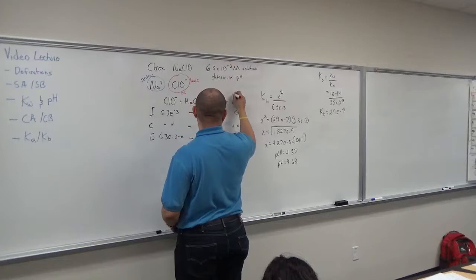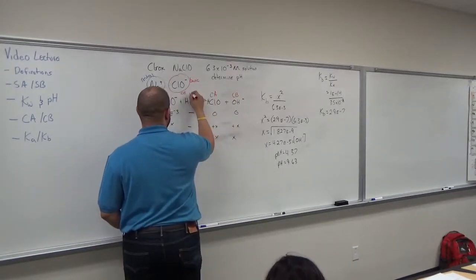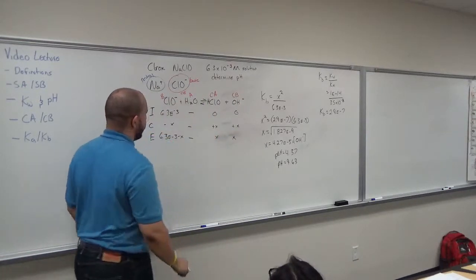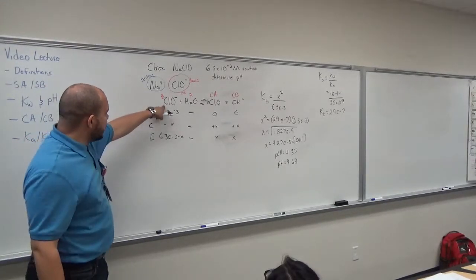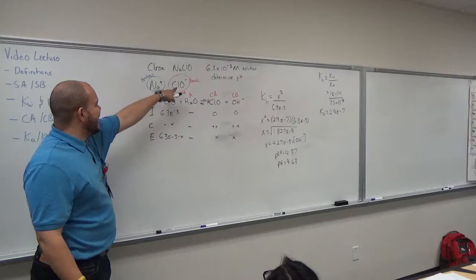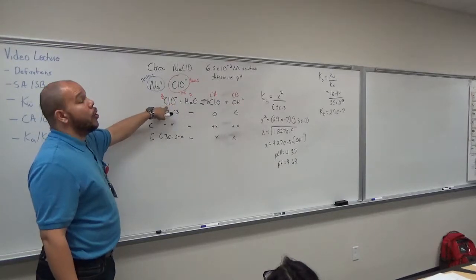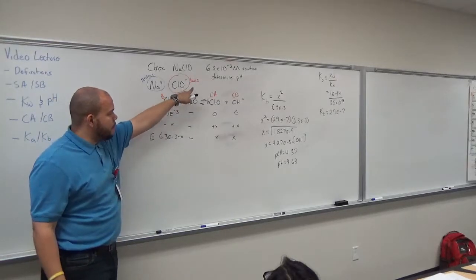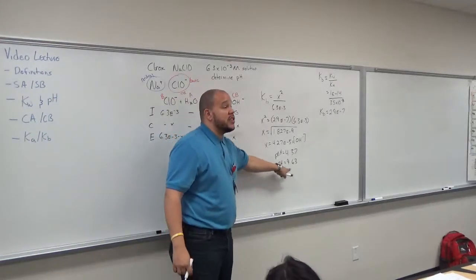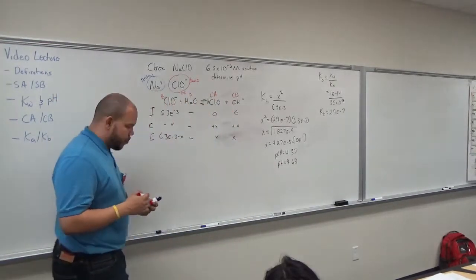This is the conjugate acid, this is the conjugate base. Water is in fact the acid here. Hypochlorite is the base. Because it is a salt and it is an anion of a weak acid, or the conjugate of a weak acid, we should expect it to be basic, and when we do the calculation, we see that it is slightly basic at 9.63.